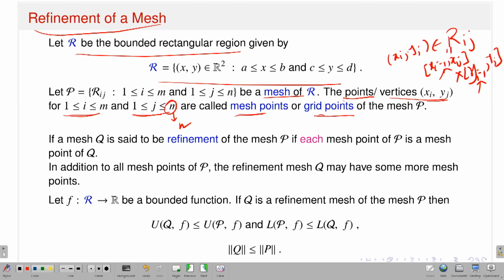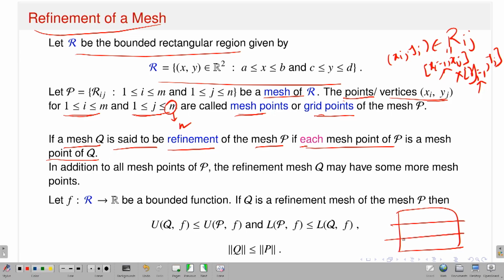Okay. Now I want to define a refinement. A mesh Q is said to be a refinement of the mesh P if each mesh point of P is also a mesh point of Q. That means I have a rectangular region and a partition, and I am making a finer partition. Pictorially, for example, suppose this is my square and this is my partition, I am taking 2, 3, this is one partition, right? So what are the cells? This is one cell, this is one cell, this is one. So this many cells are there for the partition of this bounded rectangular region.